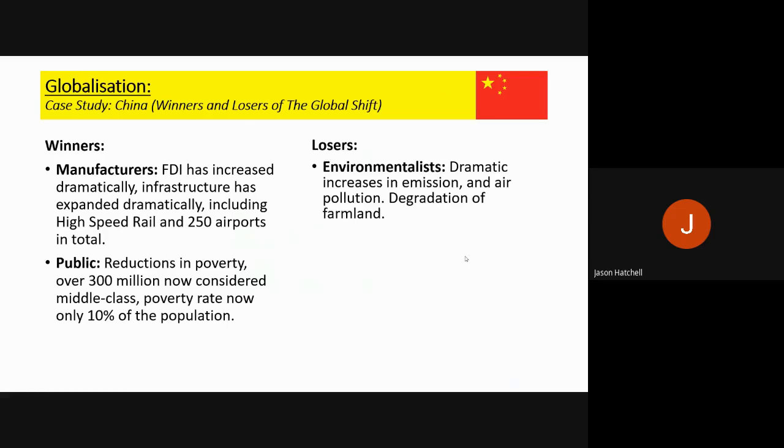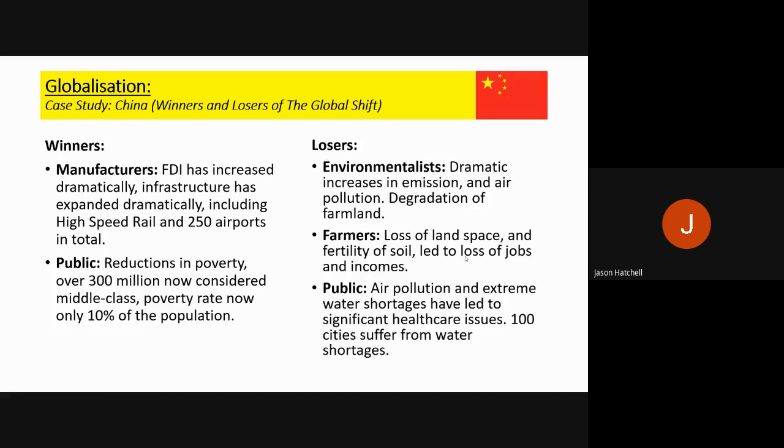Environmentalists, for example, have protested about the dramatic increase in emissions and air pollution, and there's also been a degradation of farmland as well. Farmers have lost land space due to manufacturing growth. They have lost fertility of soil, so the ability to farm has become much harder, and there has been a loss of jobs and incomes as a result of that. And finally, the public also are losers in this case because of air pollution, because of water shortages leading to significant healthcare issues, and currently around 100 cities suffer from water shortages in China.